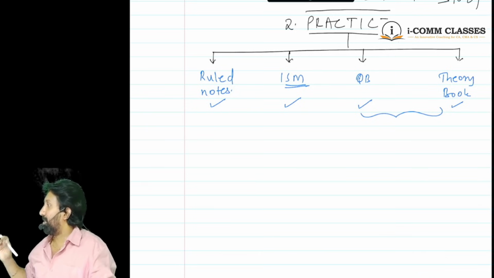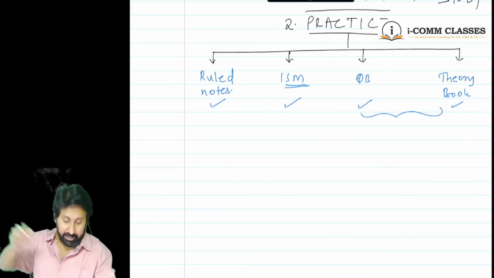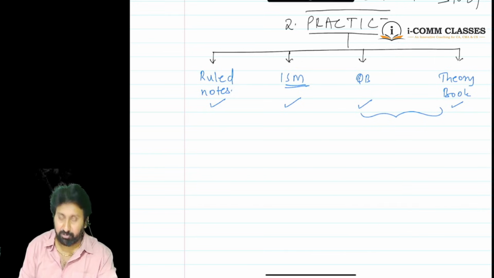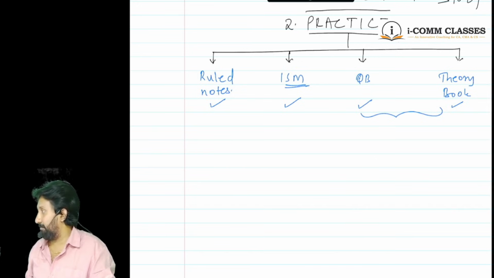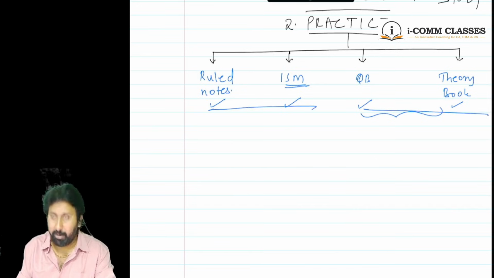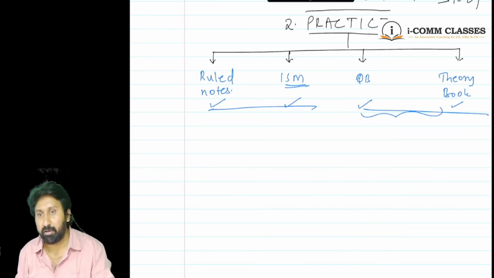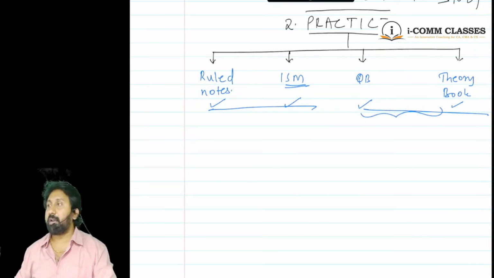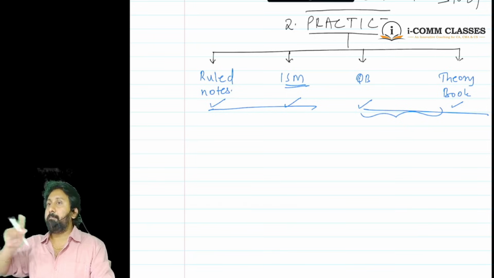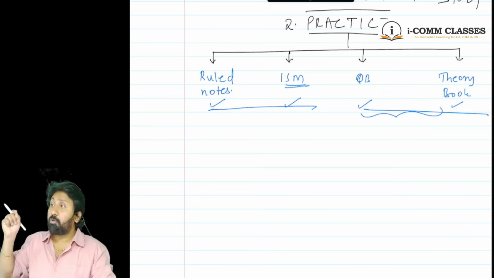So the main point is, with regard to the ruled notes, ISM, question bank, theory book, how many books are there totally? 4 books. 2 you will bring, the remaining 2 I will give you. Okay, everyone? Why are these required? Question bank: some selected questions we will do.